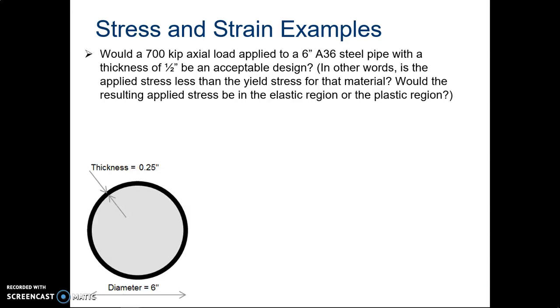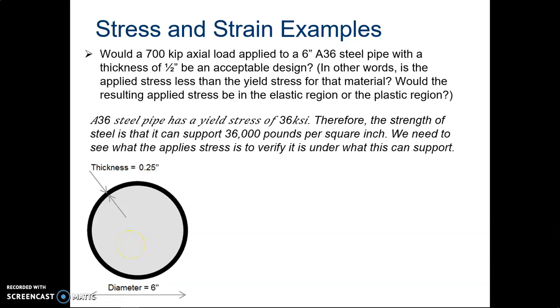You might remember from a previous slide, A36 steel pipe has a yield stress of 36 KSI. So we have to make sure or check to see if the stress applied from this load on this pipe is more or less than that. Therefore, the strength it can support is 36,000 pounds per square inch. We need to see what the applied stress is to verify it is less. So the area is pi r squared of the outer minus pi r squared of the inner.